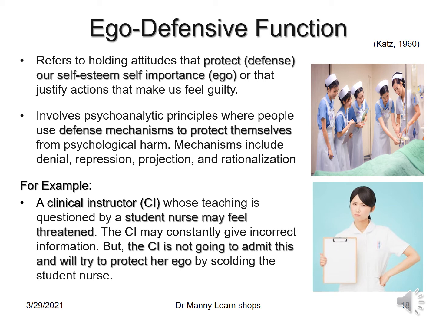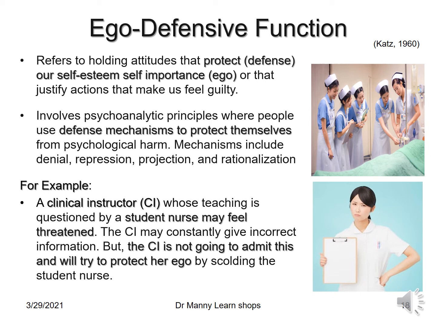Look at bullies. Bullies pick on other people, whether physically or emotionally, because they have their own problems. So the ego defensive function refers to holding attitudes that protect and defend our self-esteem and self-importance, which is our ego, or that justify actions that make us feel guilty. These involve psychoanalytic principles where people use defense mechanisms to protect themselves from any psychological harm.